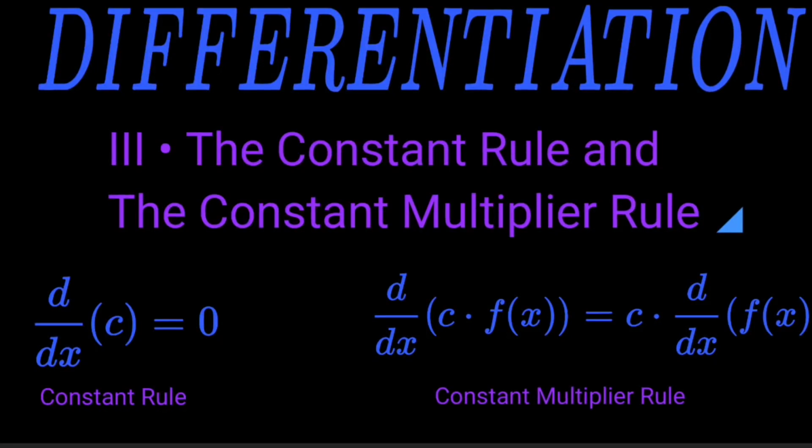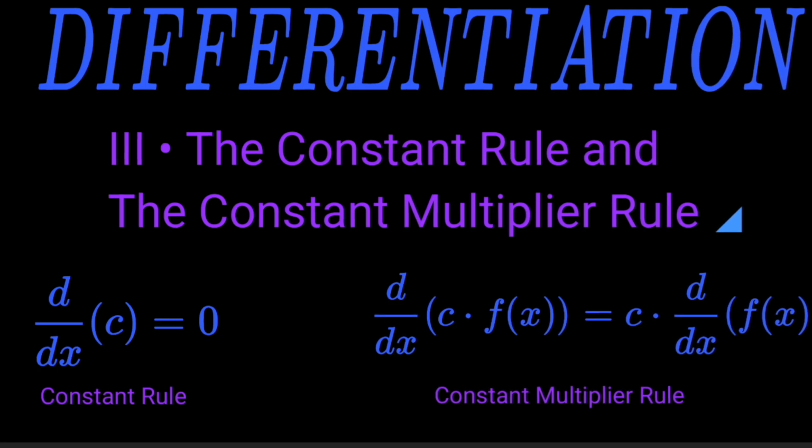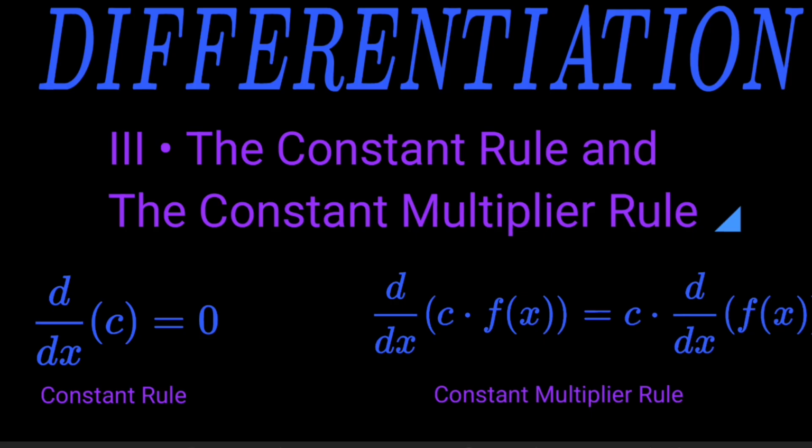In the last lesson, we learned the power rule. But what if our function has no x at all? Or if there's a number multiplying the function? Today, we'll look at the constant rule and the constant multiple rule. Let's begin with the constant rule.